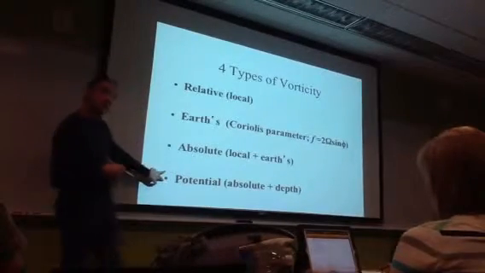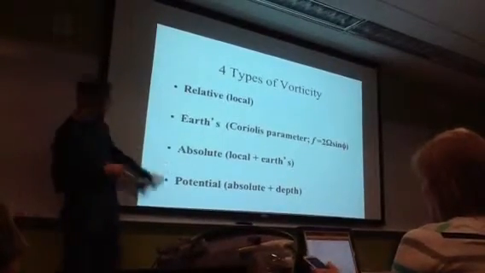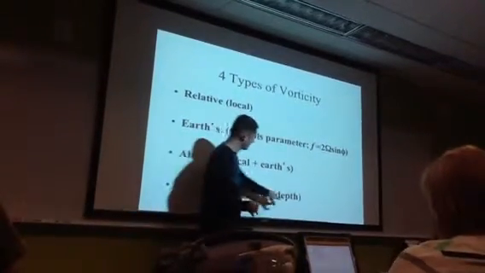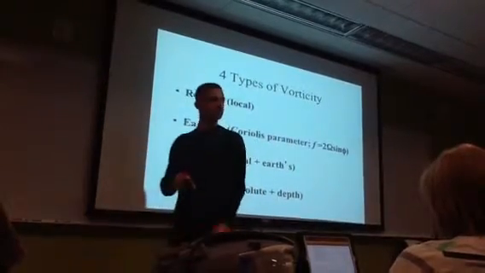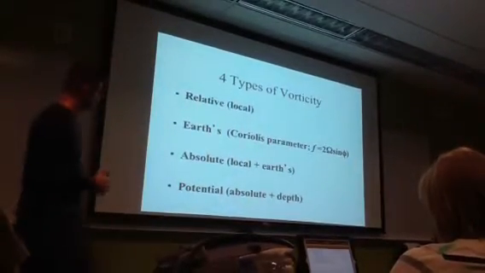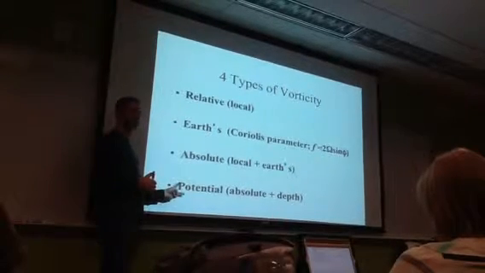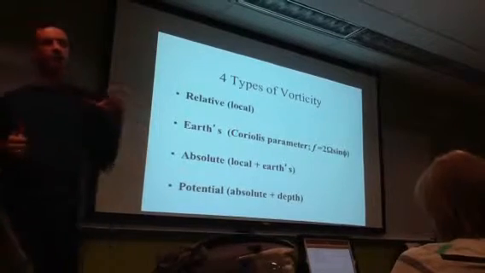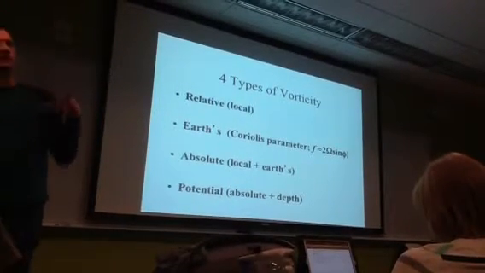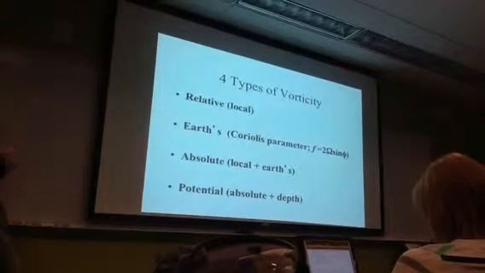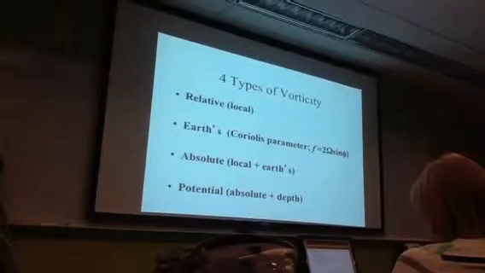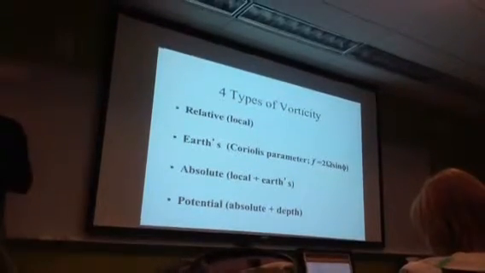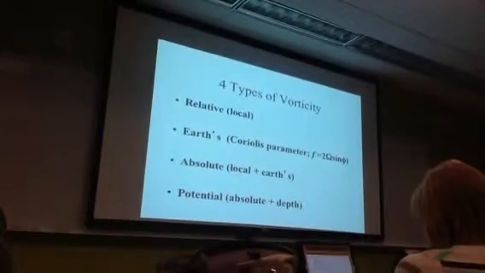Potential vorticity is just the absolute vorticity, so your local parcel spin plus the Earth's spin, looking at it over a given depth in the atmosphere. Why is potential vorticity important? Why is that depth factor important? Because it allows you to determine the behavior of your parcel, if it's going to create thunderstorms or not. More than that. Why is depth important?